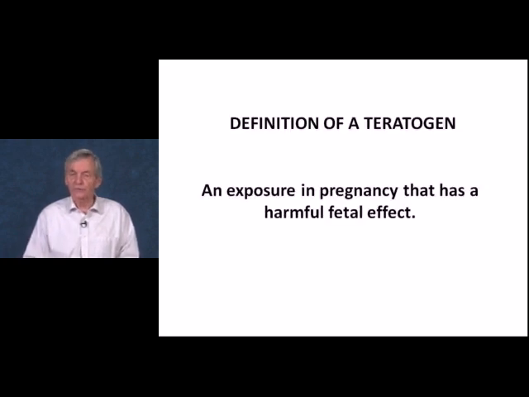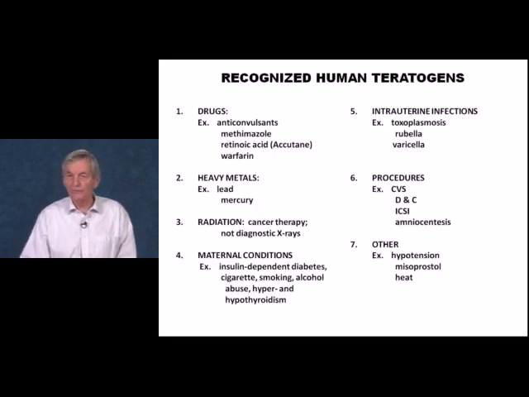I think it's good for us to start with the definition of an exposure in pregnancy that is harmful. That's my definition of a human teratogen. It's not just producing malformations. It could really be any of several fetal effects. There are lots of different types of exposures in pregnancy that could be harmful to the fetus. I've listed here on this slide the several different types with a couple of examples of each.